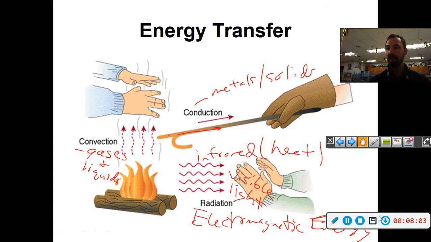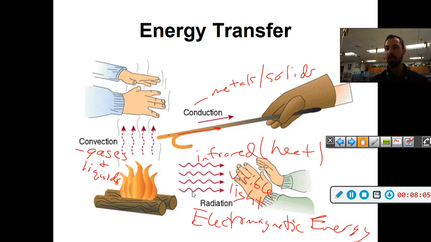And lastly, this picture kind of shows everything all in one. So convection could be the gases that are coming off the fire, so the hot warmth that you feel coming off. Warm air rises, cold air sinks.